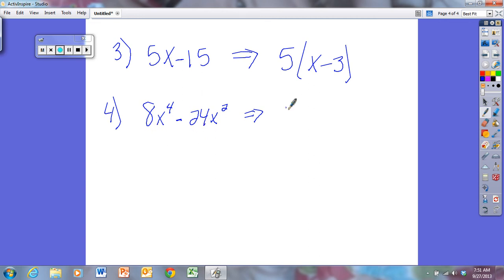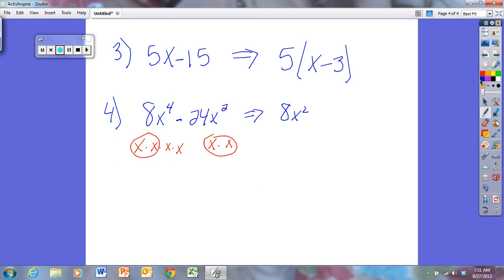So the GCF between 8 and 24 is 8. And the GCF between x to the fourth and x squared is x squared. The reason is, if you think about x to the fourth, that really means x times x times x times x. When you think about x squared, that means x times x. So how many x's do they have in common? That's where the c comes in, common. Well, they have 2 x's in common. So x squared is your GCF.